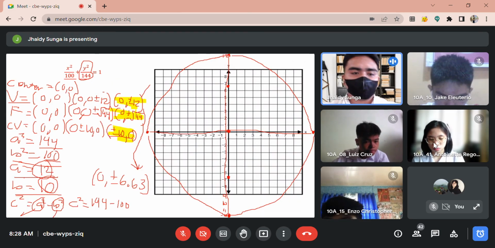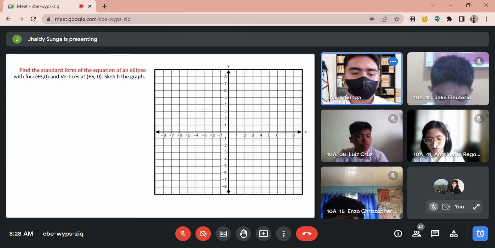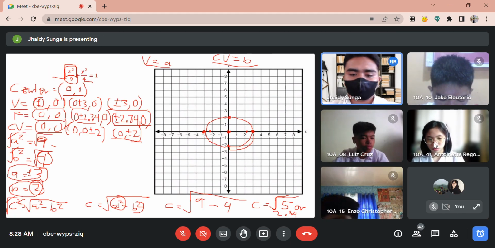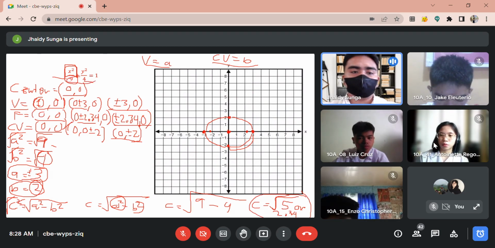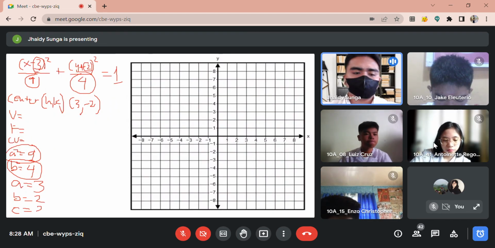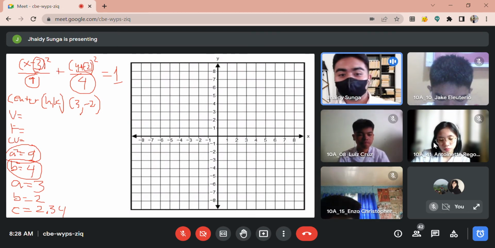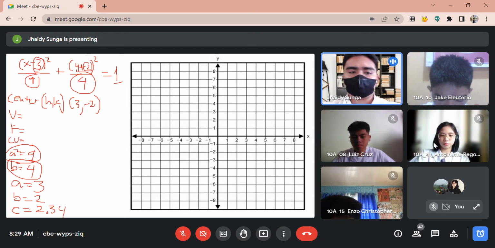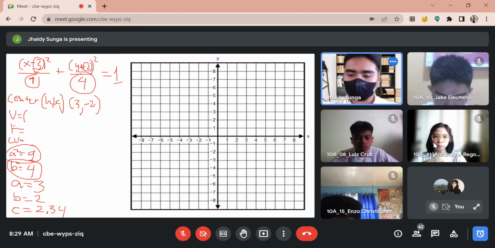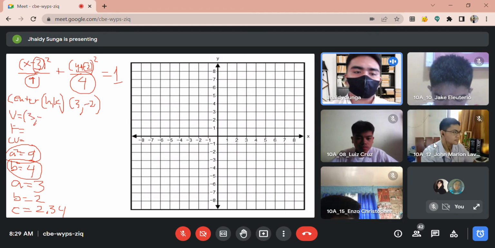The value of C is 2.34. Correct? Our denominator is just the same. Okay, 3 and 2. So our C is 2.34. Did you get how we came up with this one? We are just copying the answers from a while ago because they are just the same. Now, if we have the values of A, B and C, we are going to find the vertices coming from your center, which is 3 and negative 2.